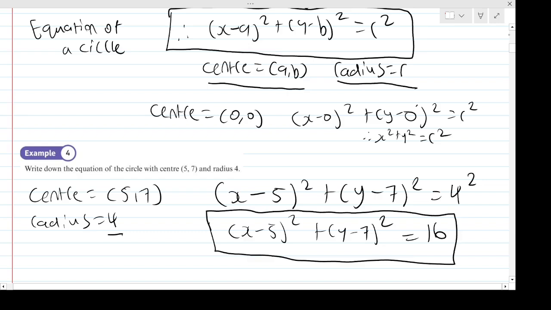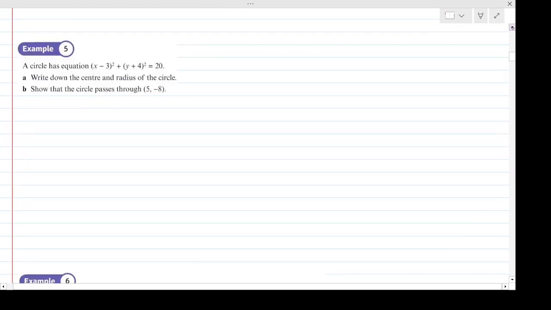Again, just pay attention to the signage where we had positive 5, positive 7. Then we had to do minus 5 and minus 7 in the bracket, so we needed to reverse the sign. And we needed to square the radius, because we had r squared here. Okay, there we are. Let's have a look at another example then.